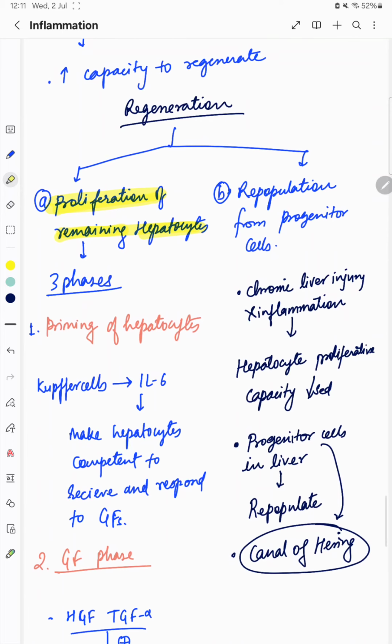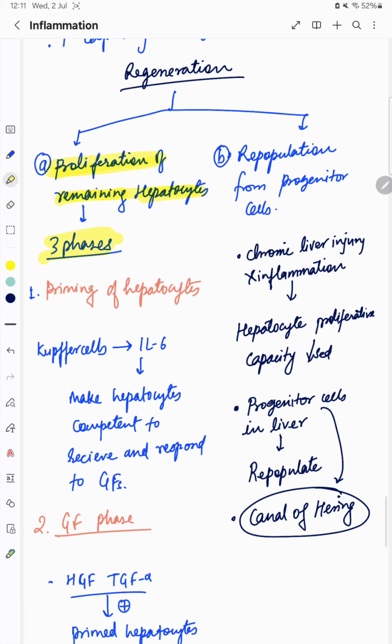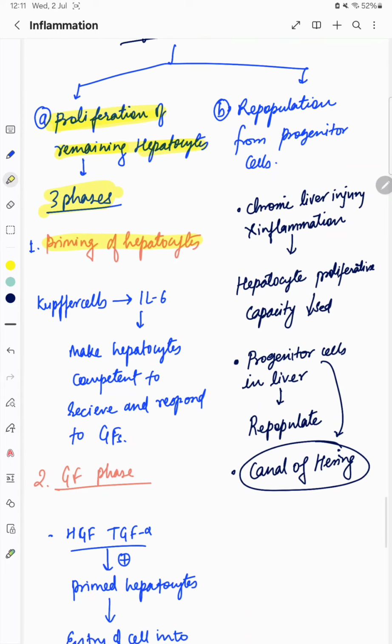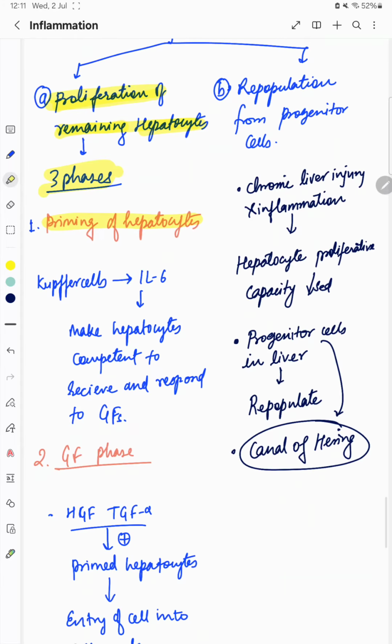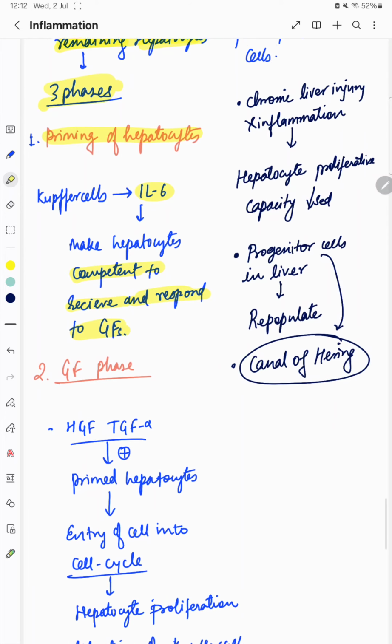After the injury, proliferation of the remaining hepatocytes follows three phases. First is priming of the hepatocytes. How does this priming occur? Kupffer cells, the local macrophages of the liver, release interleukin 6, which makes hepatocytes competent to receive and respond to growth factors. So in priming of hepatocytes, interleukin 6 plays an important role.